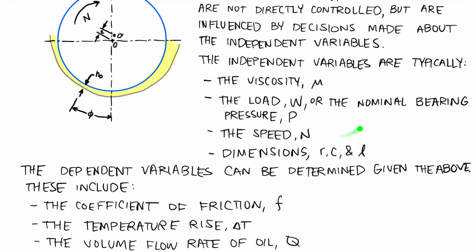Once we have our independent variables defined, we can determine the temperature rise. So how much the temperature is changing as our journal bearing is in operation. And again, this is not going to be a perfect prediction of what the coefficient of friction or temperature rise is, but it will be an estimate. And likewise, we can determine the volume flow rate of oil, or an estimate of it, and the minimum film thickness, which we already talked about a little bit.